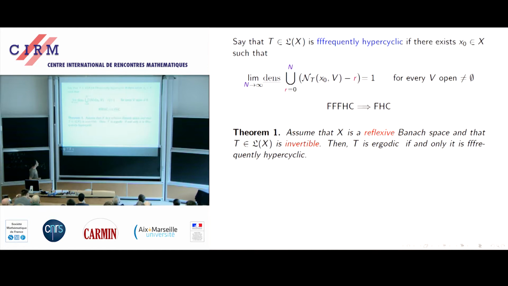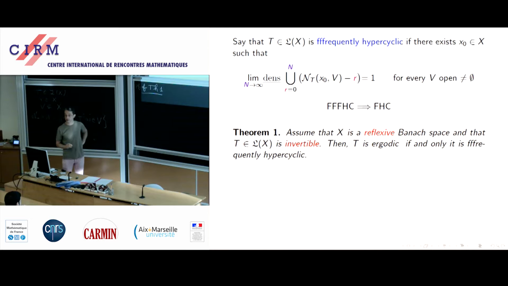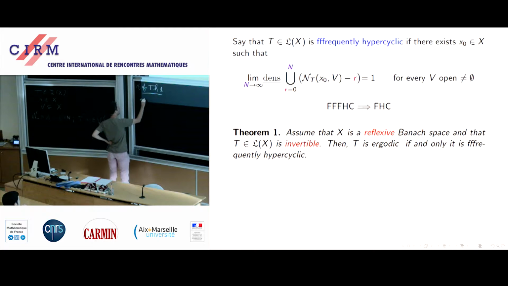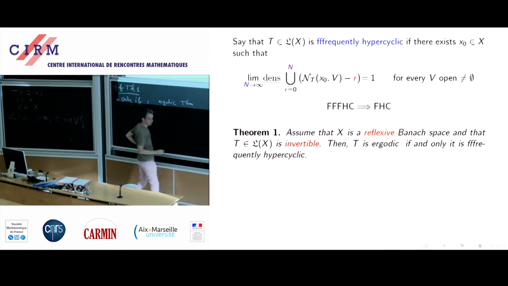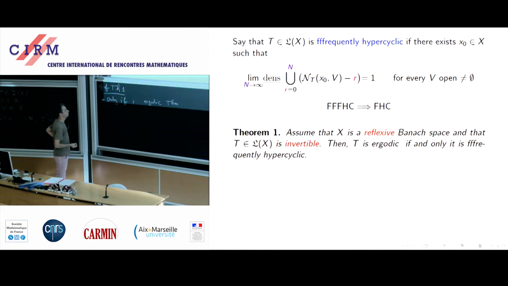If you allow me, I will not prove the only if part because it is more or less the same proof as the proof that ergodic implies FHC. So this is just the ergodic theorem. Well, you have to write down perhaps not one line, but three lines to prove this implication using the ergodic theorem. So what about the if part now?